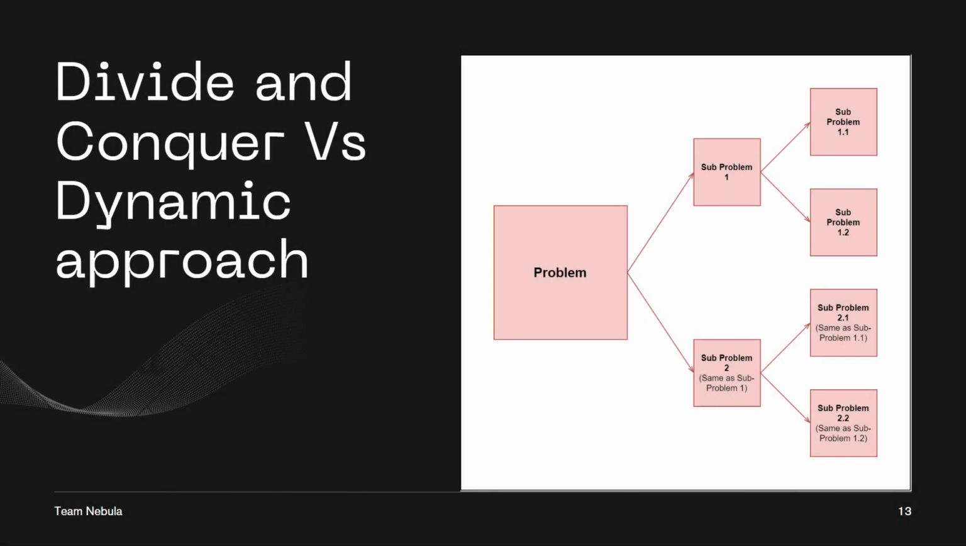So, when do we use each strategy? Well, imagine you are solving a puzzle and some pieces appear in the puzzle multiple times. If you don't mind solving the same pieces over and over, go with the divide and conquer approach. But if you want to save time and not repeat yourself, dynamic programming is the way to go.